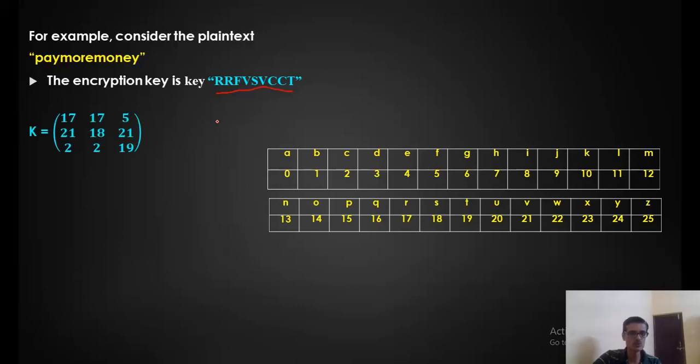This is what the matrix comes out to be, because R means 17. RRF forms the first row, and F is 5. VSV, where V means 21, so 21, 18, 21 is the second row of the matrix. CCT represents my third row, that is 2, 2, and T is 19. So I know the numerical values for the encryption key, and I have represented them in the form of a 3 cross 3 matrix here.